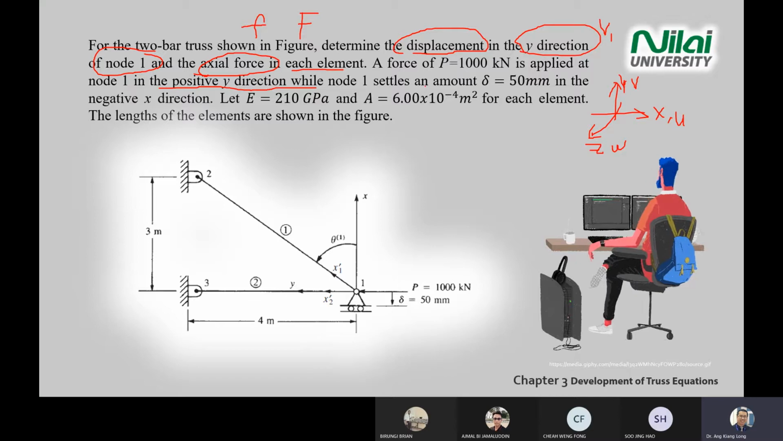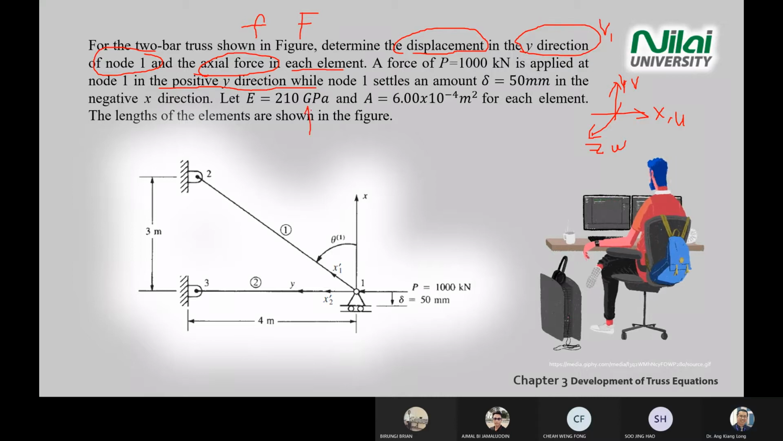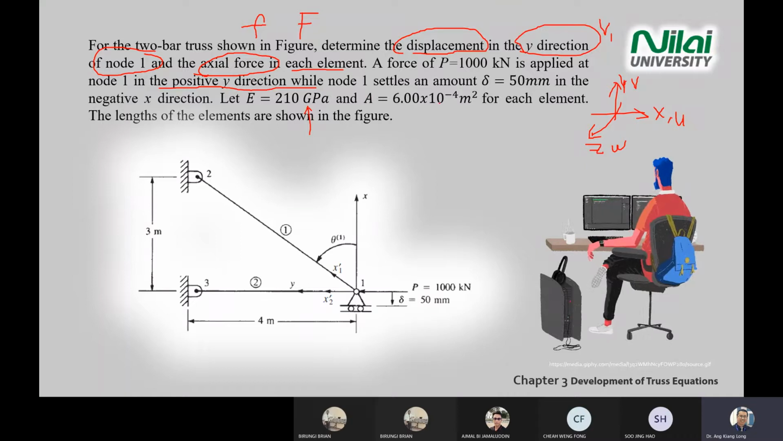While node 1 settles an amount of delta 50 mm in the negative x direction, meaning node 1 is moving in a negative 50 mm direction, meaning it is opposite the x direction here. Given the E value in gigapascal, the cross-section area of the bar is 6 times 10 power 4 meter square for each element. The length of each element is shown.